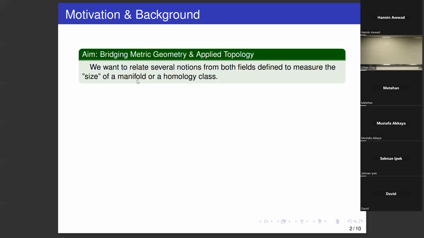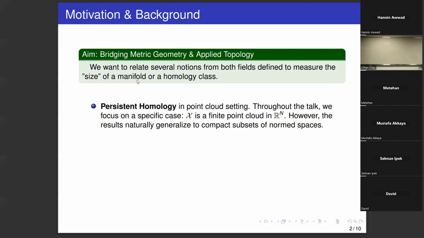So we want to bridge metric geometry and applied algebraic topology. There are several notions from both sides that try to measure the size of a manifold. Metric geometry tries to measure the size of a manifold by definition, but persistent homology gives you a computational way to compute the size of given homology classes, and it turns out they are closely related.